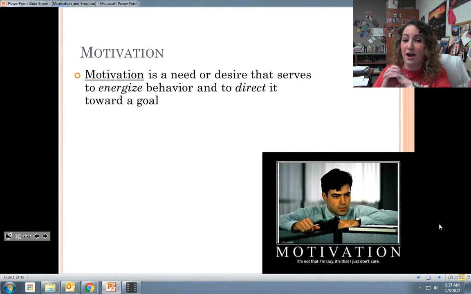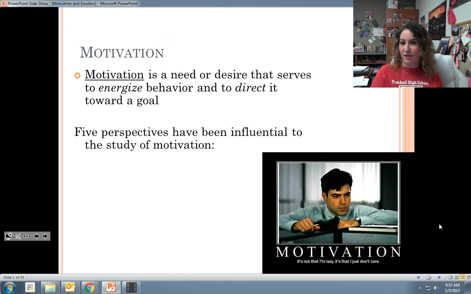Or let's say that you have no energy, but you have all this direction. You're like, I'm going to clean my room today, but no energy to do it. Probably going to fall asleep on your big pile of clothes that you've been meaning to fold. So you need energy and direction for some sort of motivation towards a goal.